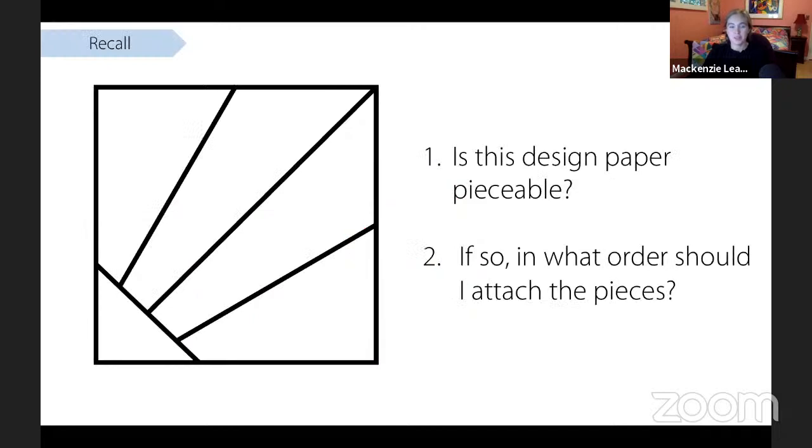So recall our 2 key questions. Is a given design paper pieceable? And if so, in what order should I attach the pieces? Now we can use a greedy leaf plucking process on our hypergraph to answer these questions.